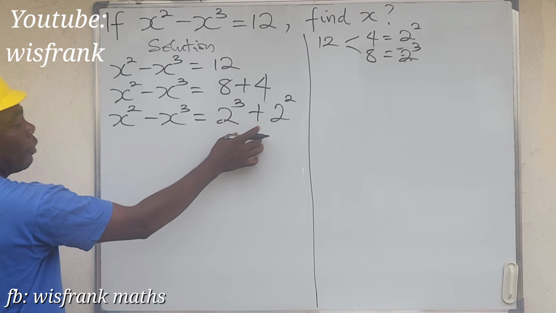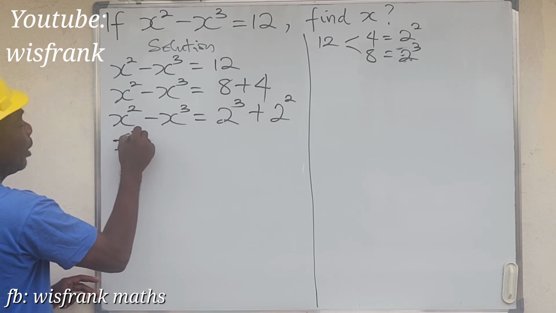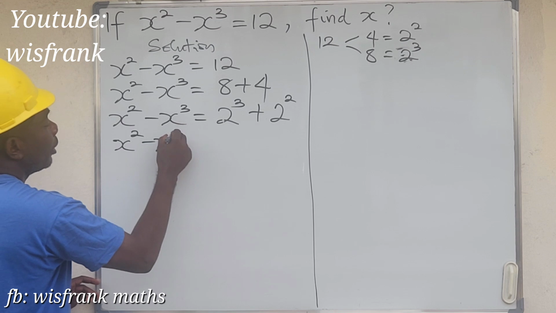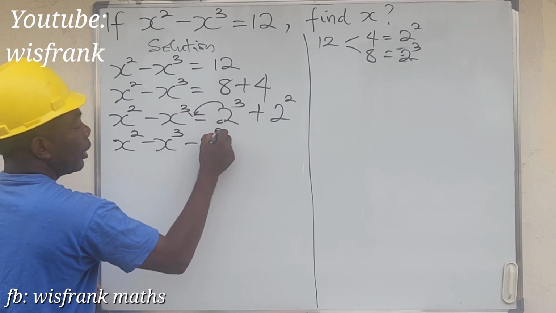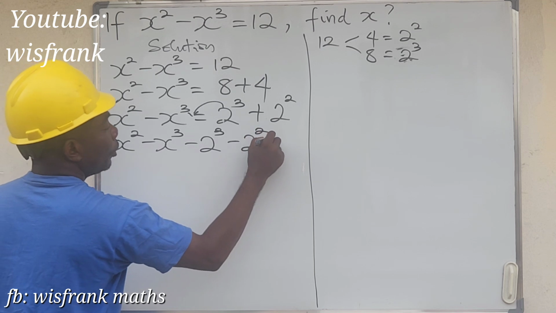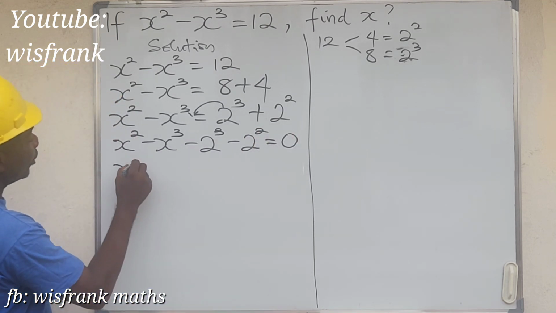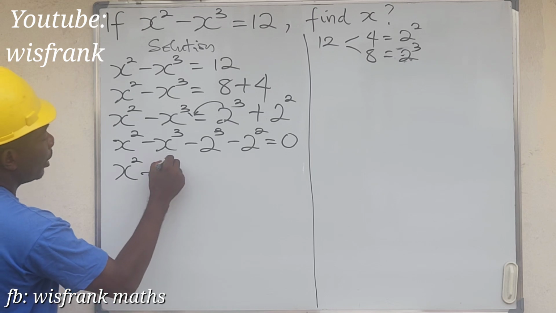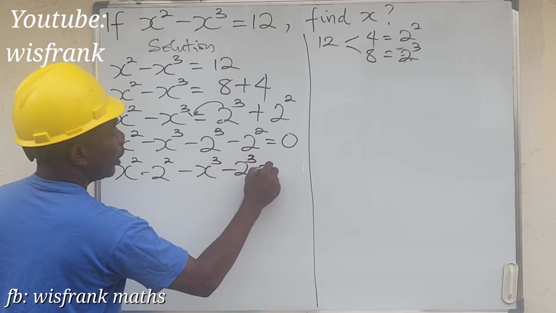So we'll move the whole of this right hand side to the left hand side. So here will become x to the power of 2 minus x to the power of 3, and when this transposes to the other side, it becomes minus 2 to the power of 3 minus 2 to the power of 2 equals 0. We can collect like terms. That means we have x to the power of 2 minus 2 to the power of 2 minus x to the power of 3 minus 2 to the power of 3 equals 0.